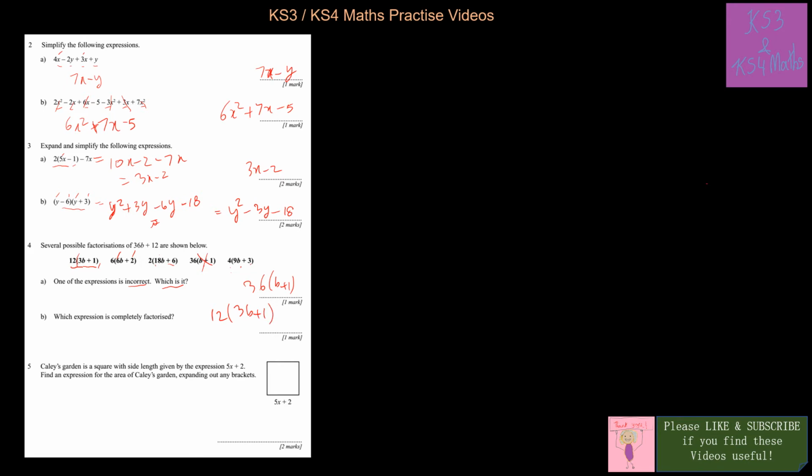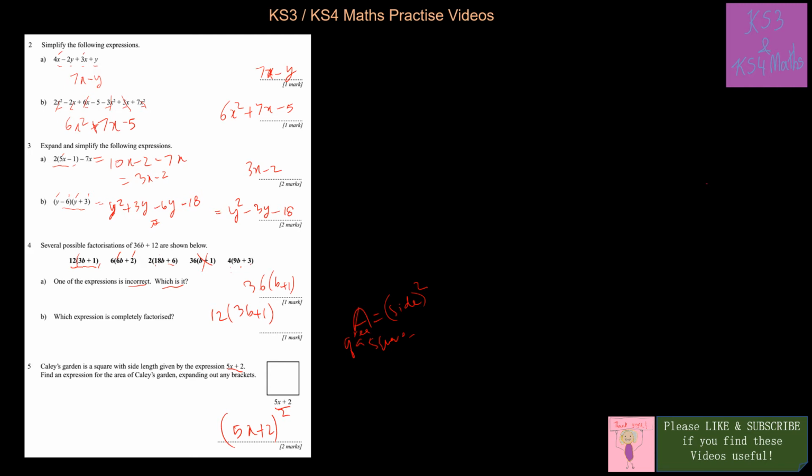Okay, the next question is saying Kelly's garden is a square with side length given by the expression 5x plus 2. Find an expression for the area. Now area is side square, so it should be area of a square, okay, not all areas, sorry. So we should have this as 5x plus 2 whole square.